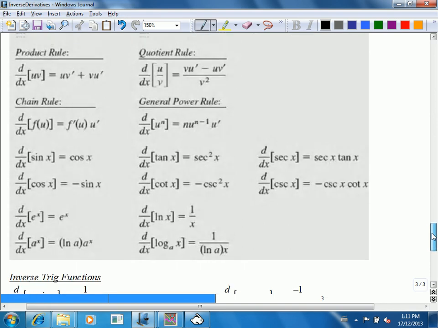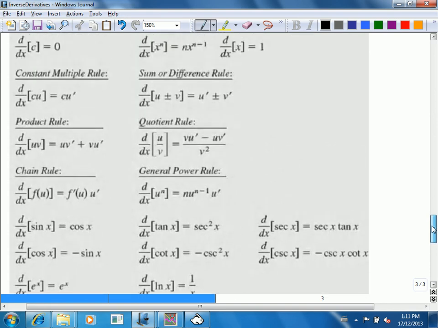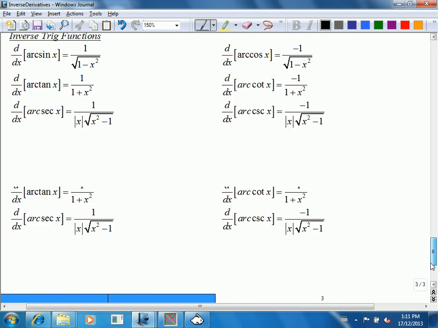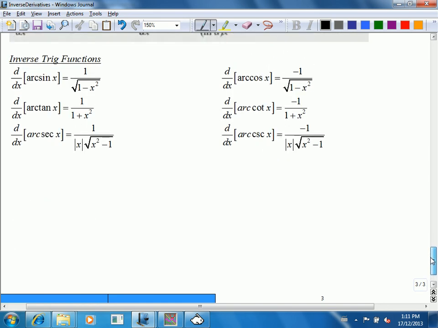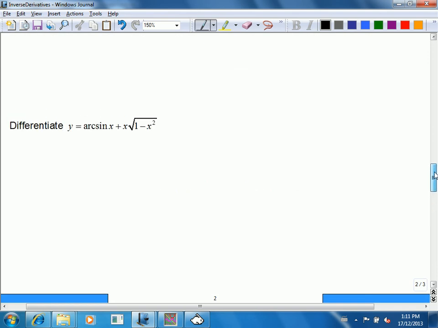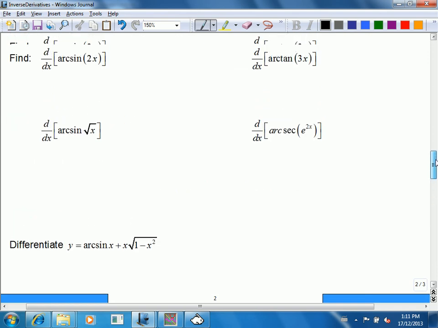All of those rules that we've summarized, I've attached them here. So these are our rules for calculus. And I just added the inverse ones to it now as well. So we'll just practice and see how this works if we were to try taking some inverse derivatives.